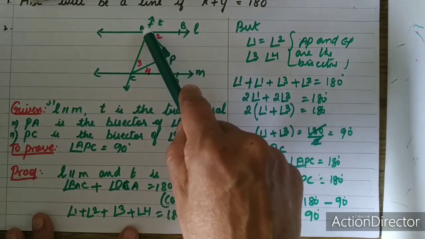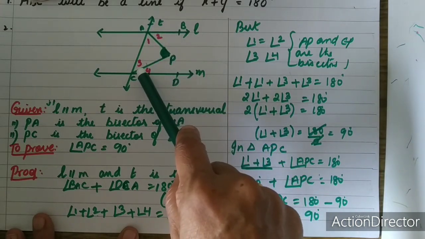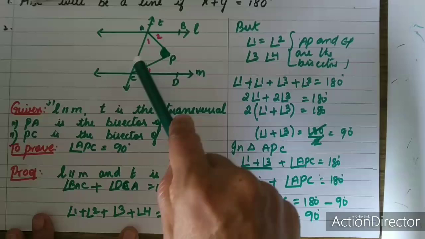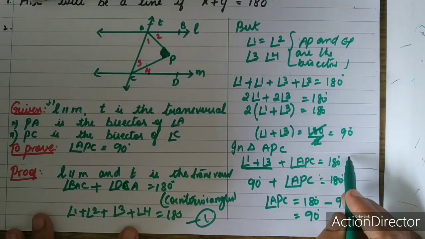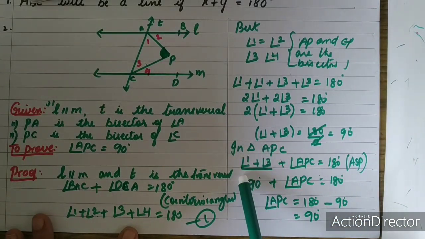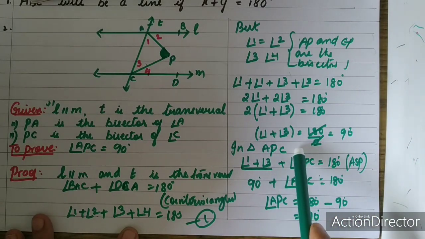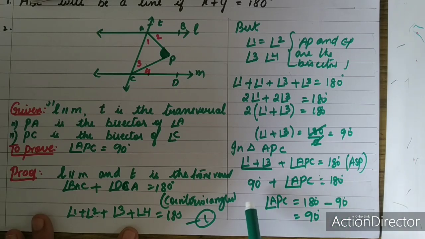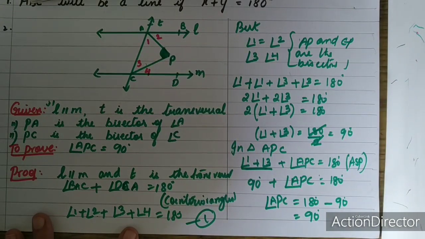Moving on to the second step, you take the triangle APC. In this triangle APC, applying the angle sum property of the triangle, angle 1 plus angle 3 plus angle APC is equal to 180 degree. In bracket you write ASP, that is angle sum property. But just now we have proved angle 1 plus 3 is equal to 90. Replace that value. 90 plus angle APC is equal to 180 degree, or angle APC is equal to 180 minus 90, which is equal to 90 degree. Thus we have proved that angle APC is equal to 90 degree.